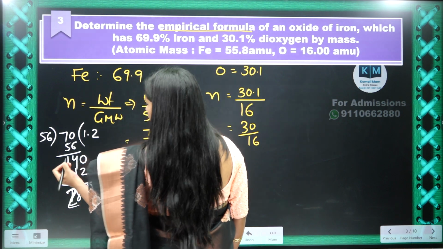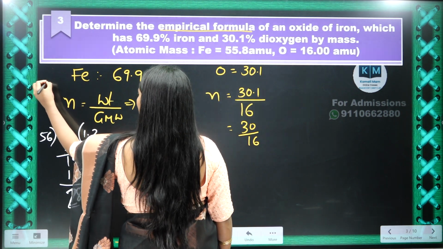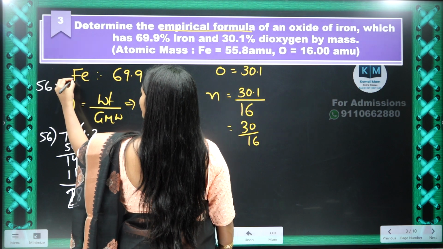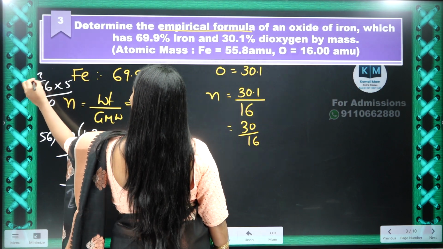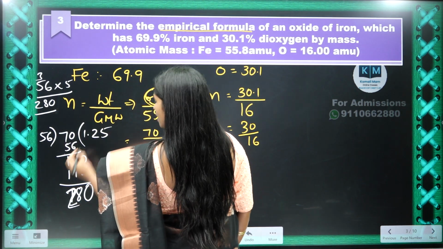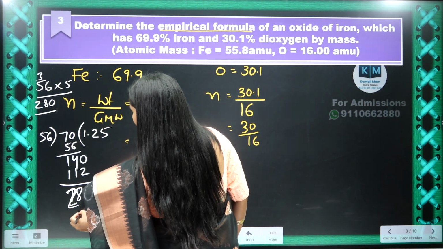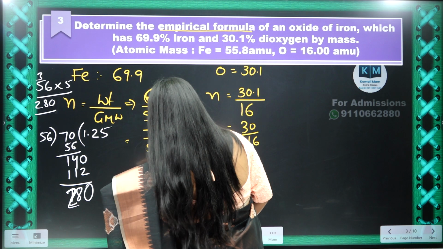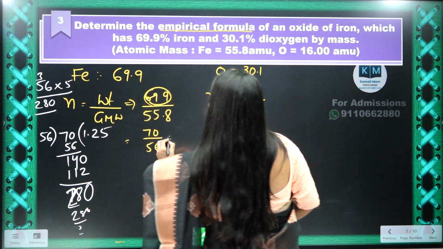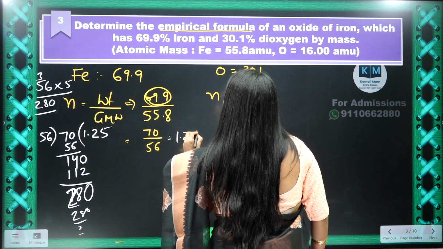Again keep 0. 56 into double of this. So try 5. 5 sixes are 30. 5 fives are 25 plus 3 is 28, 280. Yes, wow. How much will you be getting? 280. Clear, everybody? 280. So 1.25. Our answer is 1.25.